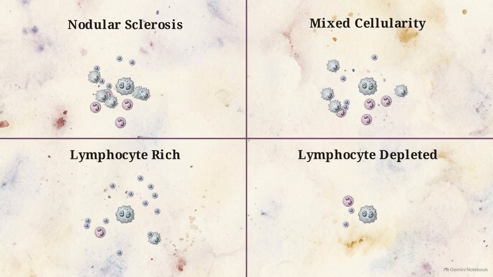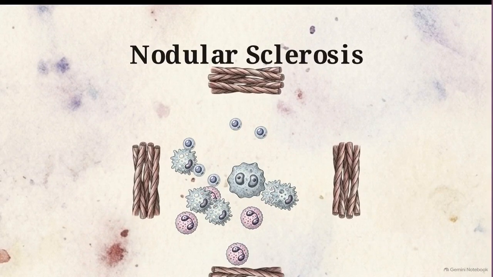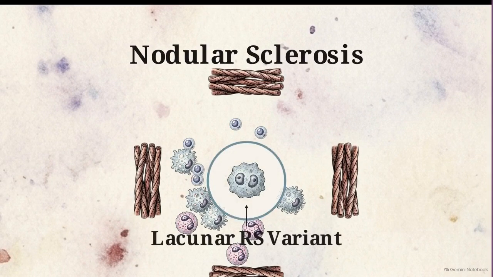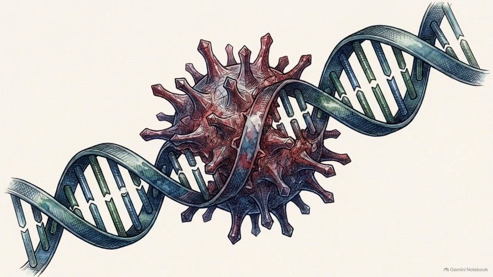The most common, nodular sclerosis, features thick collagen bands dividing tissue into isolated nodules populated by lacunar Reed-Sternberg variants. By contrast, the mixed cellularity subtype lacks these rigid fibrous bands, presenting a chaotic, heterogeneous mixture of eosinophils and histiocytes. This subtype exhibits a strong correlation with Epstein-Barr virus integration within the tumor genome.